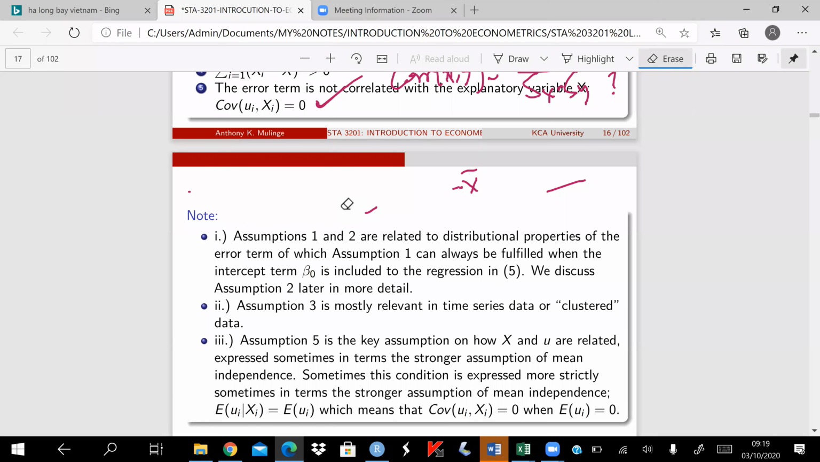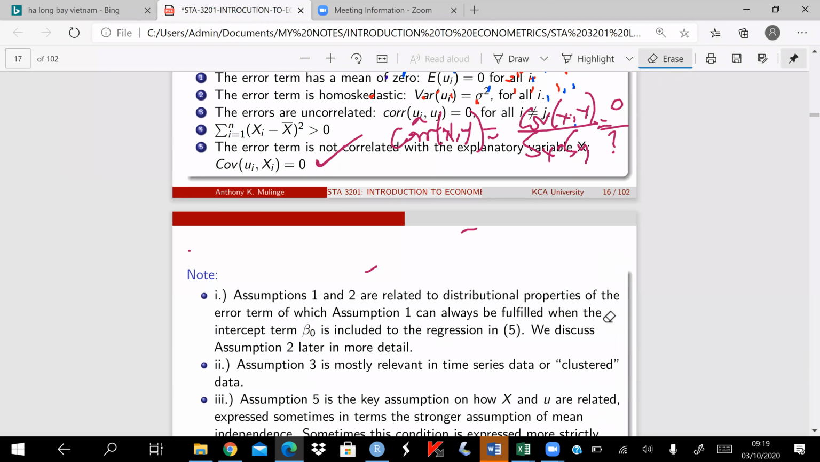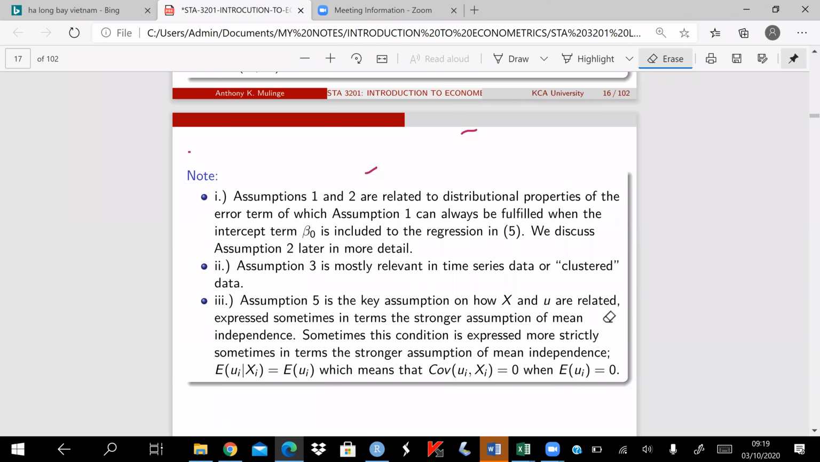Assumptions 1 and 2 are related to the distributional properties of the error term, of which assumption 1 can always be fulfilled when the intercept beta naught is included in the model. Then assumption number 2 will be discussed a little bit later about homoscedasticity and so on and so forth.